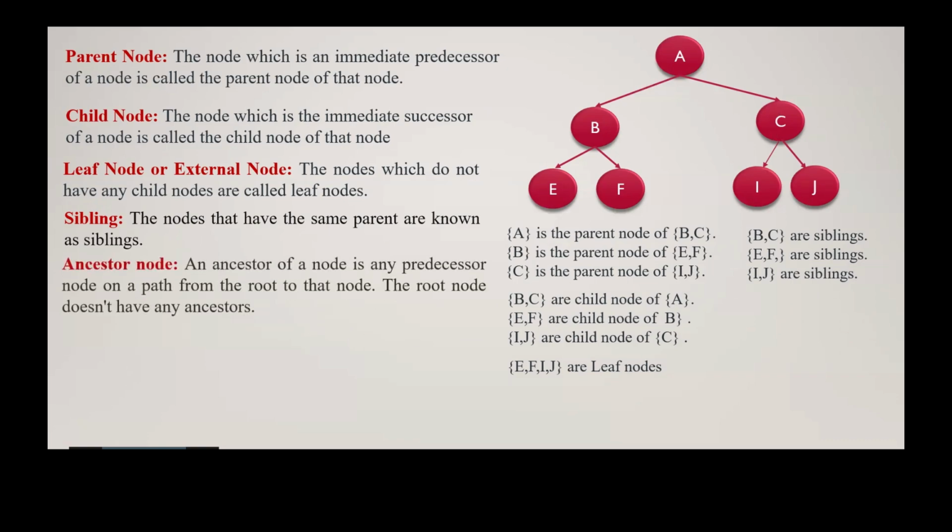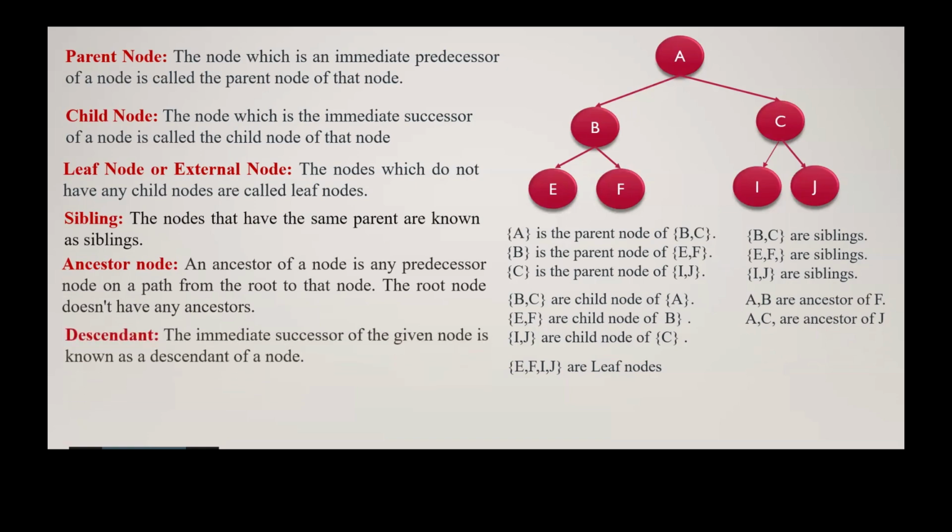Then ancestor node. An ancestor of a node is any predecessor node on the path from the root to that node. The root node does not have any ancestor. So in this case, A and B are ancestors of which node? F node. Similarly, A and C are ancestors of I or J.